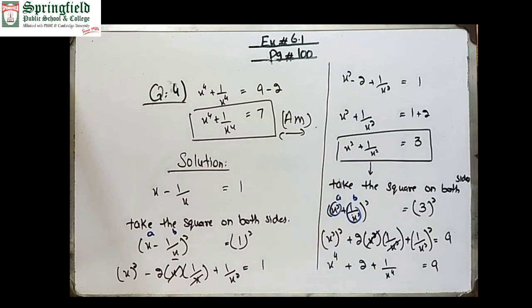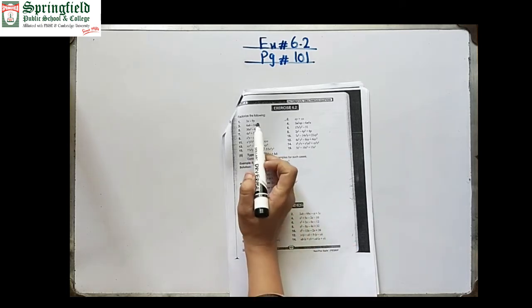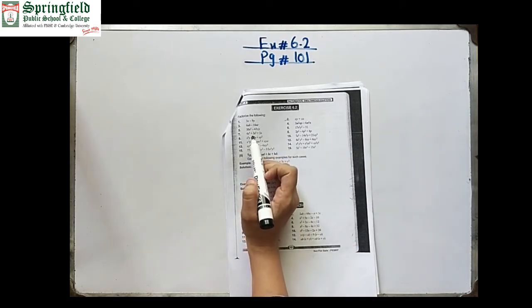Understood, beta? Okay, now do the practice of all these questions in your notebook. Now come to the new exercise, exercise 6.2, page number 101. Question number 1 is, in this exercise they are saying factorize the following. It means to make the factors.